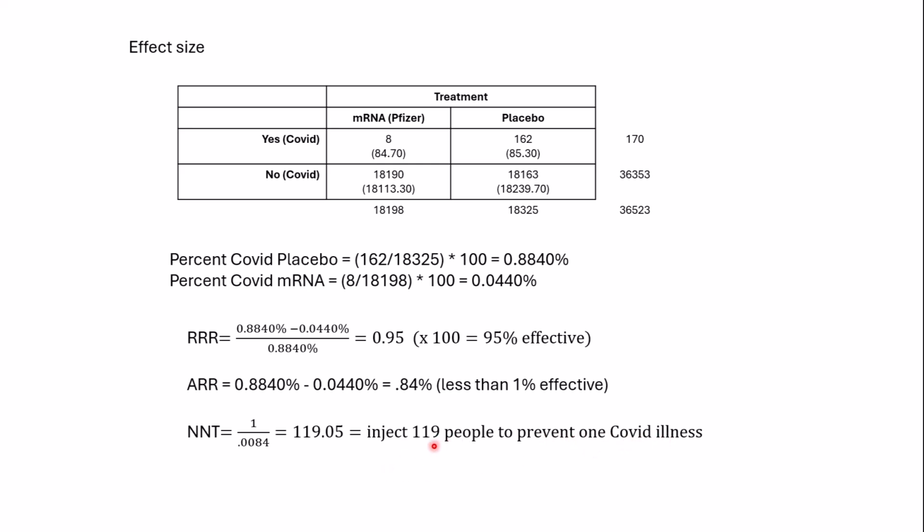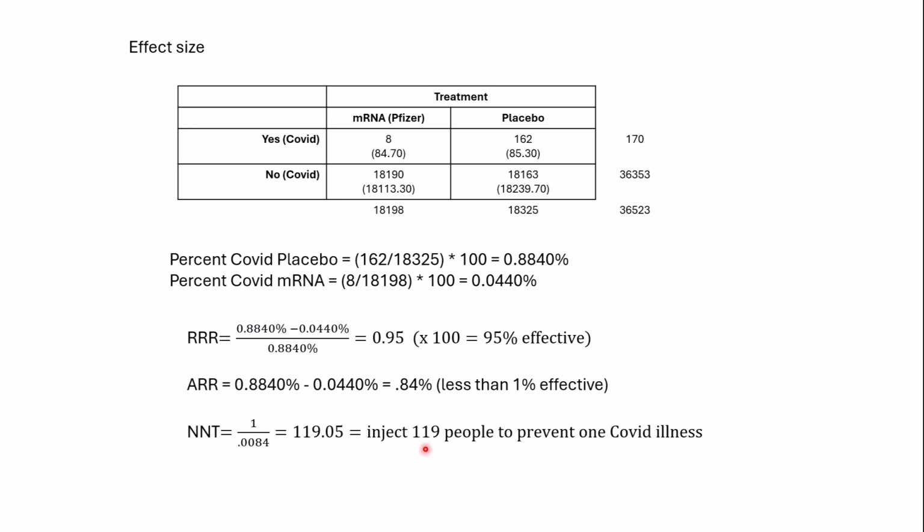Now you want this to be a lot lower. Let's say it's 5. I'd have to inject only 5 people to prevent 1 COVID illness. That seems like a pretty good bargain, right? I inject 5 people and I prevent 1. Or think if it's like 2, if I inject 2 people and I prevent 1, that's really, really good. But here we're at 119, which is not very impressive at all.